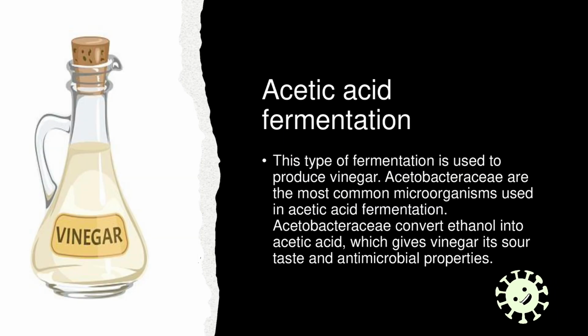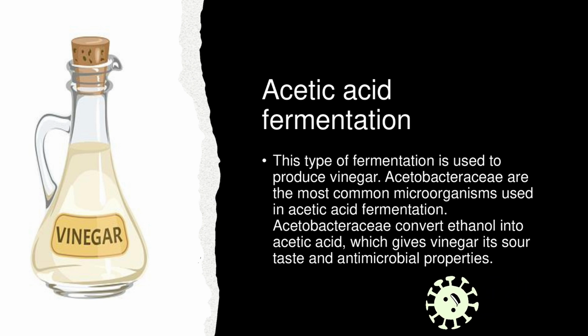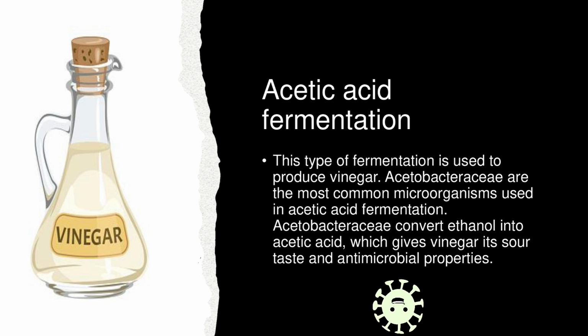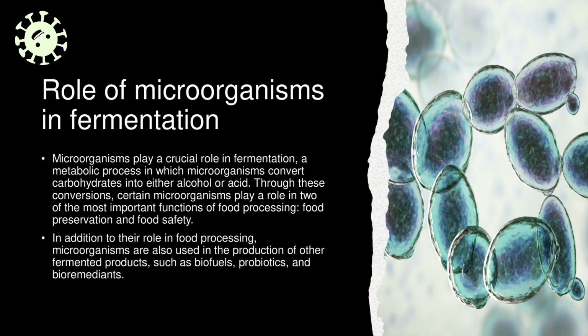Finally, the acetic acid fermentation. This type of fermentation is used to produce vinegar. Acetobacteriaceae are the most common microorganisms used in acetic acid fermentation. Acetobacteriaceae convert ethanol into acetic acid, which gives vinegar its sour taste and antimicrobial properties.